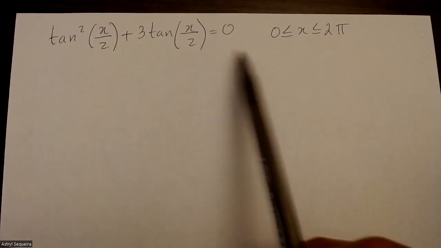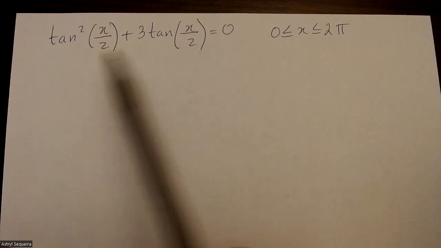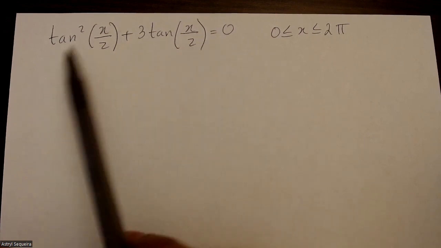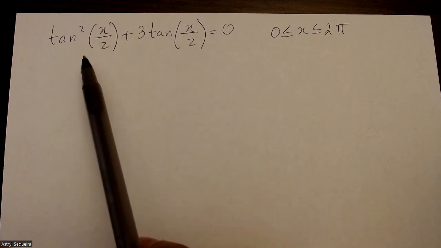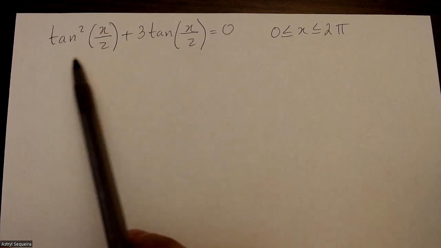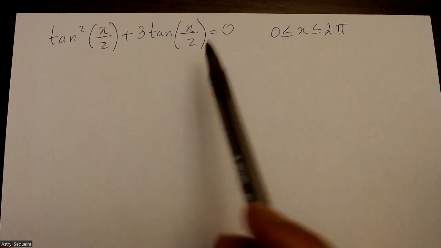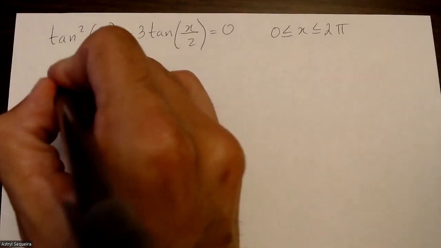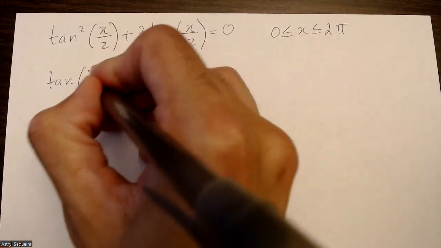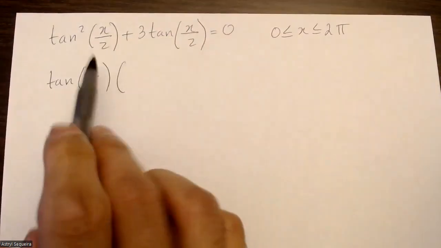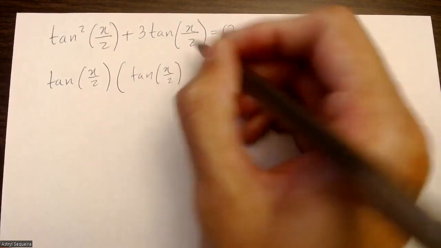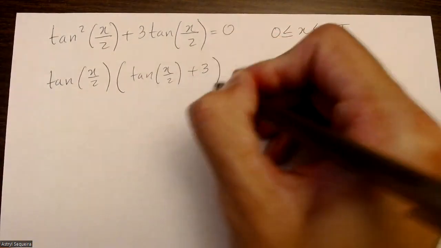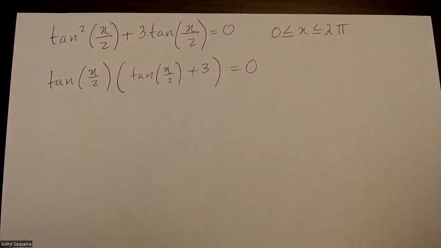All right, so in this problem, we want to solve this trig equation over here. It's a quadratic equation. So the first thing I need to do is factor if possible. And in this case, I can common factor out a tan(x/2). So I common factor out tan(x/2). Over here, I'm left with tan(x/2). And over here, I'm just left with plus 3 equals 0.